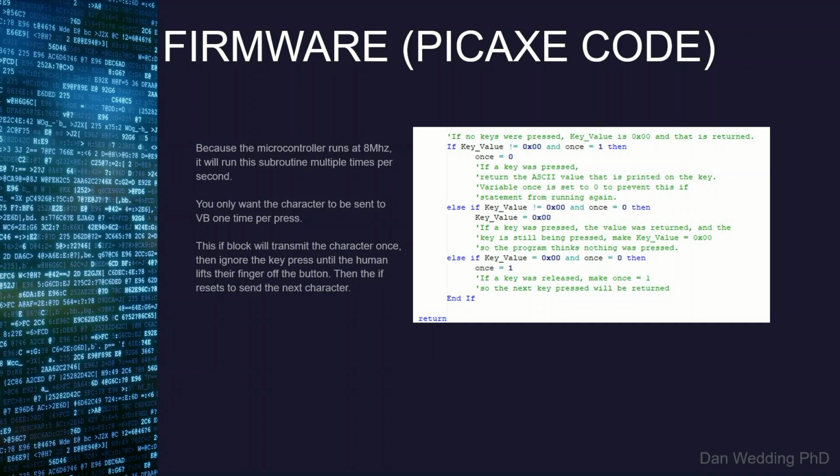Because the microcontroller runs at 8 MHz, it will run this subroutine multiple times per second. You only want the character to be sent to VB one time per press. This if block will transmit the character once, then ignore the key press until the human lifts their finger off the button. Then the if resets to send the next character.